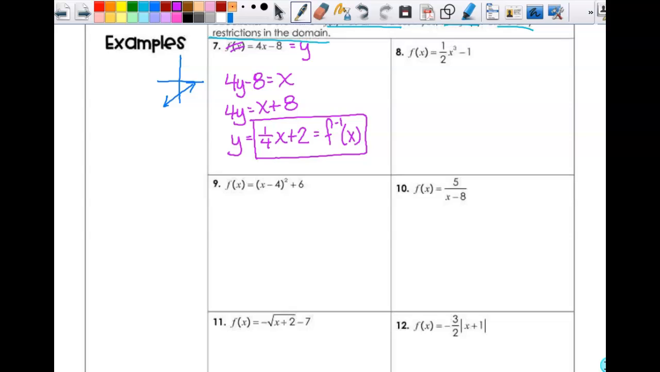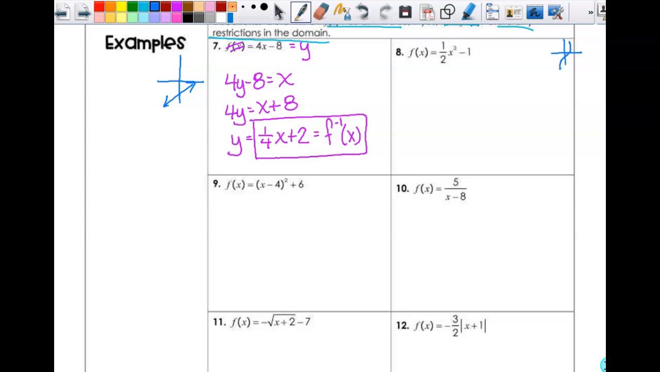What questions do you have? We good? Easy enough? All right, so let's look at number 8. Number 8 is a cubic. I know what the parent function looks like, but I want to think about what this would actually look like. This would be a vertical compression, and then I would go down one, so it's kind of going to look like that to some extent, right?